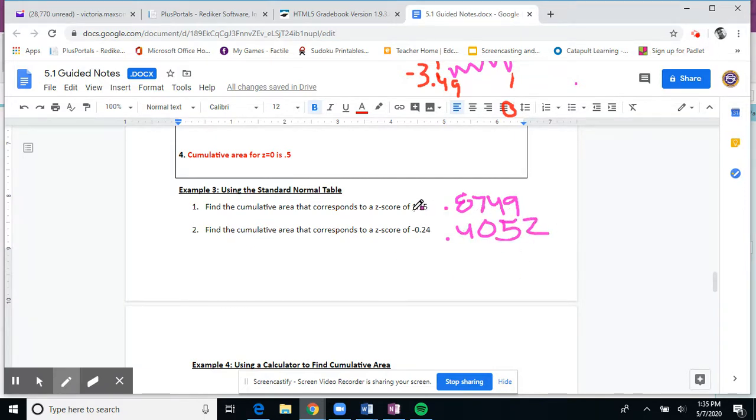So 1.15 gives 0.8749, so about 87% of our graph is shaded. And for this one, 0.40, so about 40% of our graph is shaded.